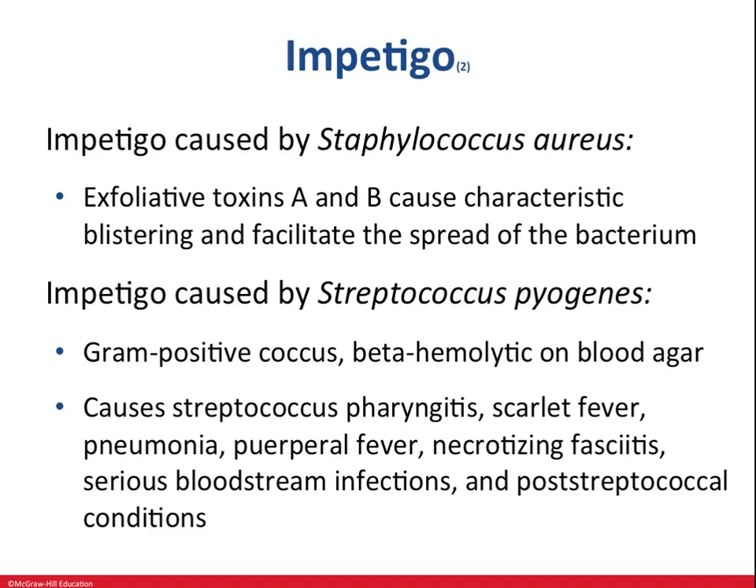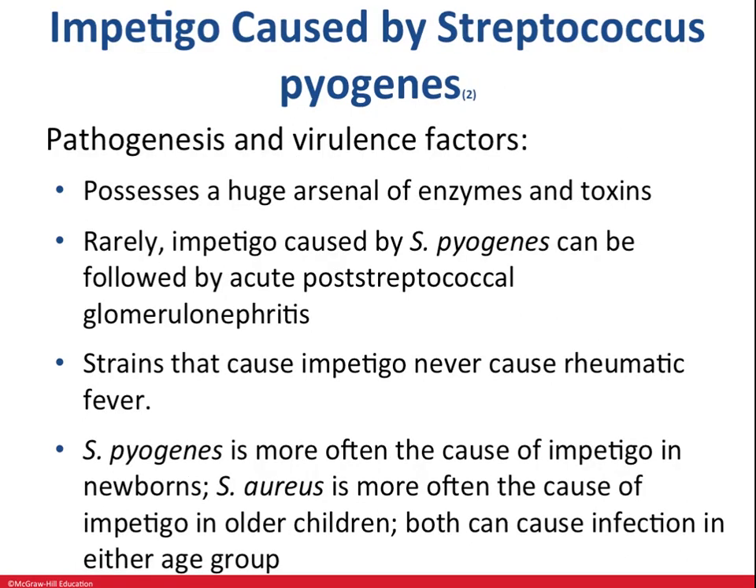Streptococcus pyogenes is a gram-positive, beta-hemolytic bacterium. It can cause pharyngitis, scarlet fever, pneumonia, puerperal fever, and necrotizing fasciitis. Streptococcus pyogenes can generate many toxins and enzymes.